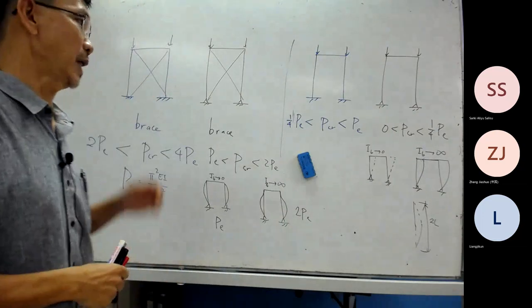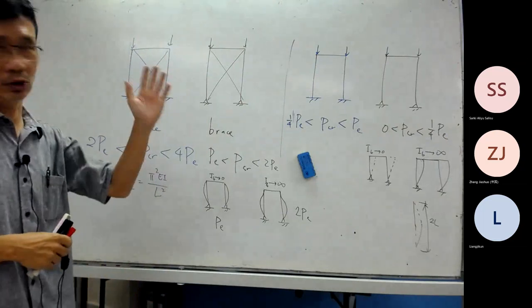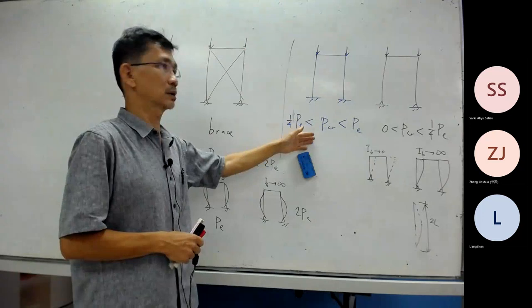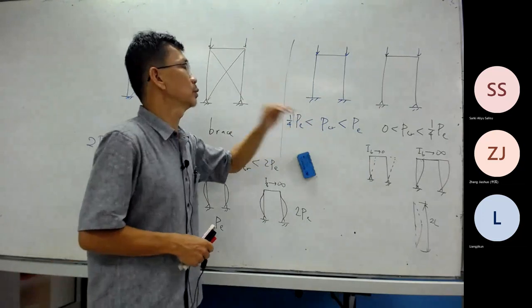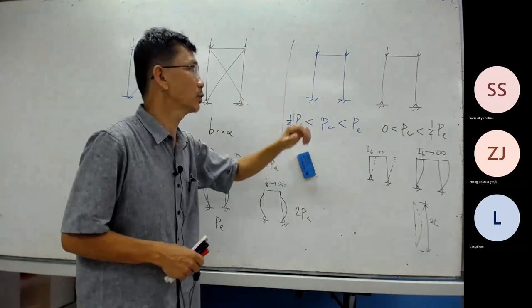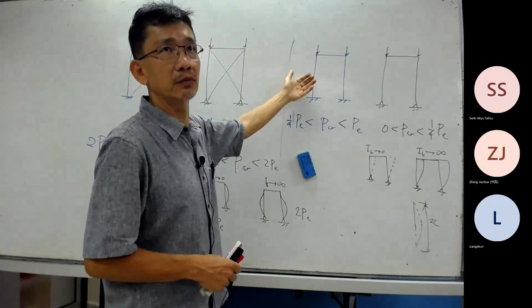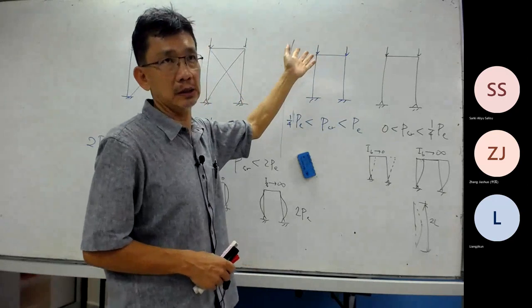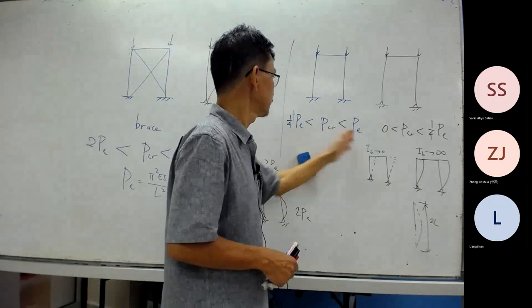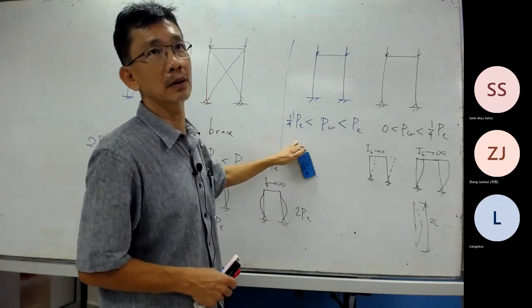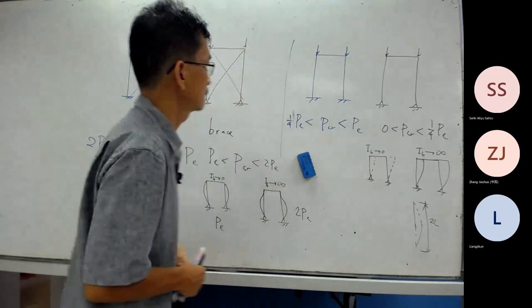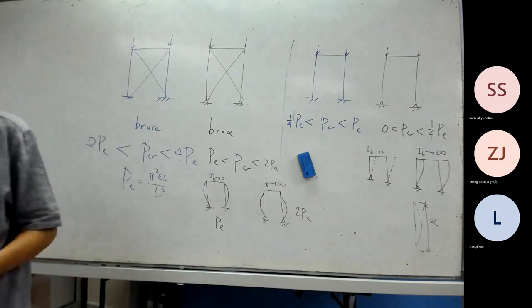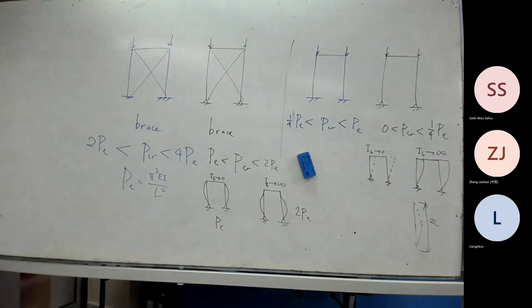So this is how we can estimate where it should lie, so that later when we get the actual one, then we can see whether it is reasonable or not. The actual one will be in between this and this. We don't know how much. It depends on the EI of the column, the EI of the beam, the length of the column, the length of the beam. It depends on those factors. But we know it should be within this range. So that is the part on the frame that I would like you to be clear about.